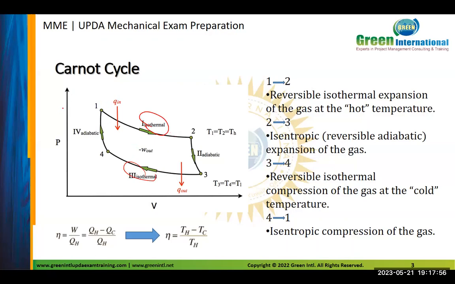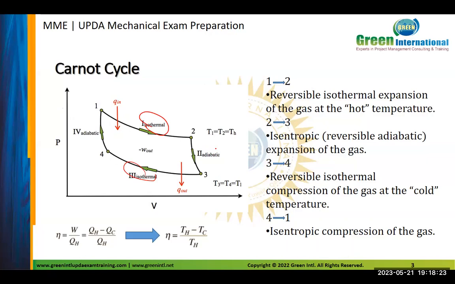These are the isothermal processes for the heat. For example, from state 1 to state 2, this is for heat input, an isothermal process. And from 3 to 4, this is for heat output, also an isothermal process. So we can conclude that the two processes of heat, whether heat in or heat out, are isothermal processes. What's the meaning of isothermal? As per thermodynamics, the temperature is constant.